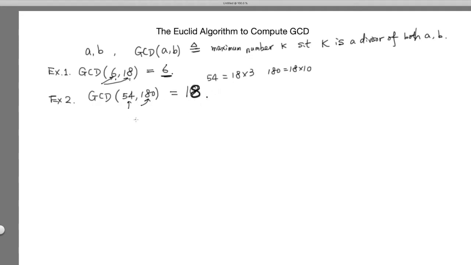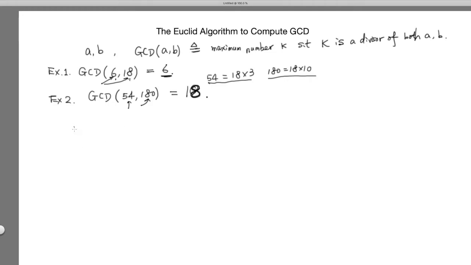There are several ways to compute the GCD of two numbers. The most fundamental way is by doing prime factorizations. But prime factorization sometimes is a bit cumbersome, and usually is not the most efficient for a computer algorithm. Here, I'm going to describe a very, very simple algorithm that you can do on paper very efficiently. And that is called the Euclid algorithm.